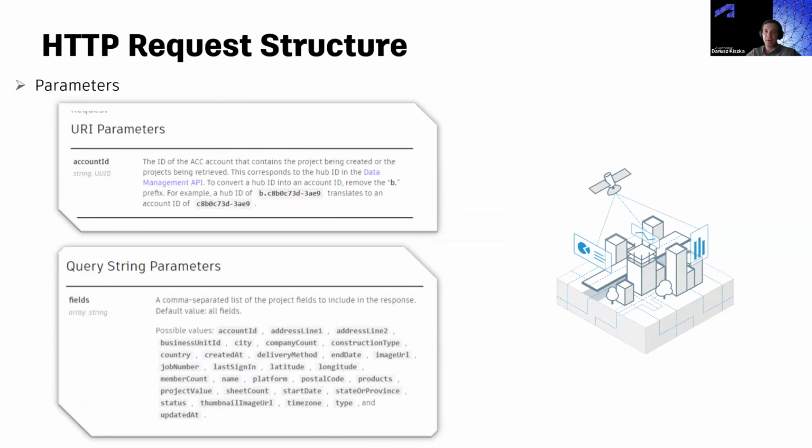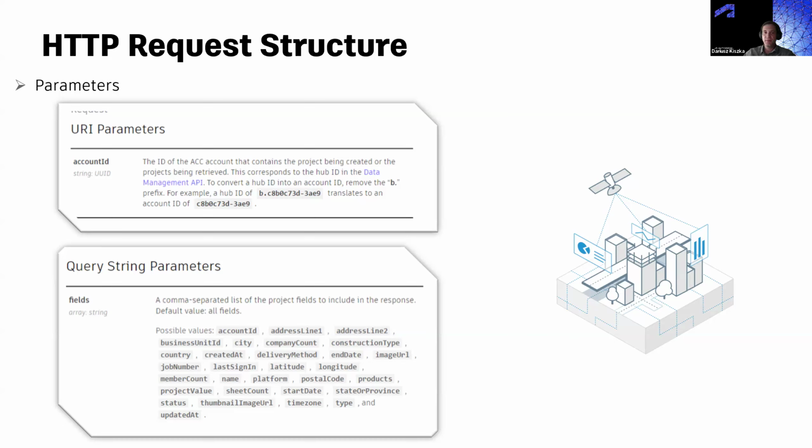Next, we also have the parameters. Parameters are used to customize or filter the request. So if you are pulling a list of projects, do you really want to have all of them? Maybe only the active projects, maybe just 10 projects, maybe 100. Those parameters help us define what kind of data we would expect.